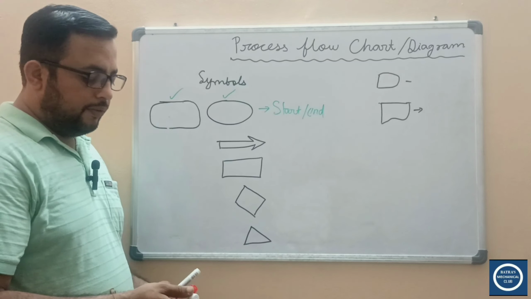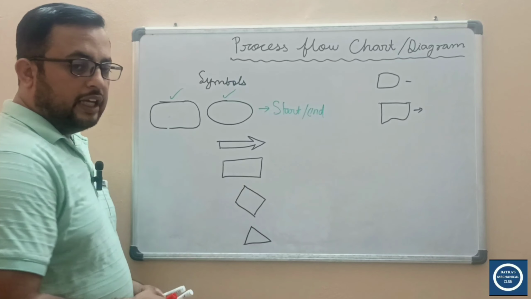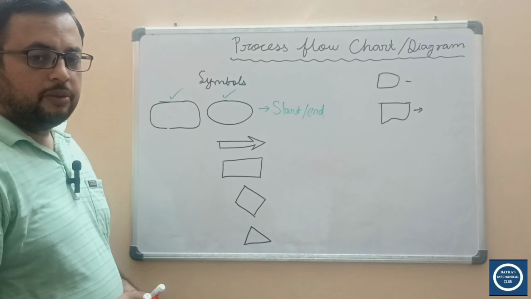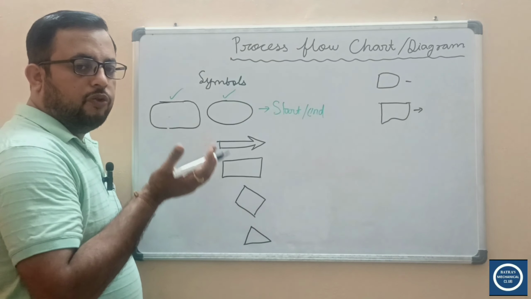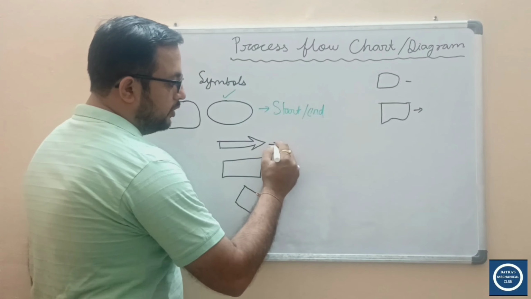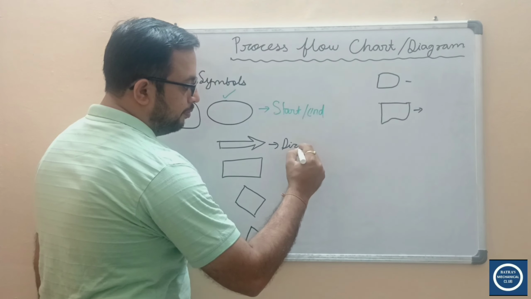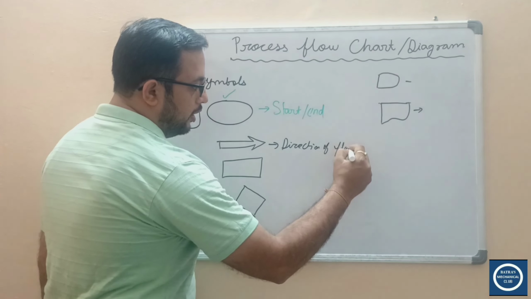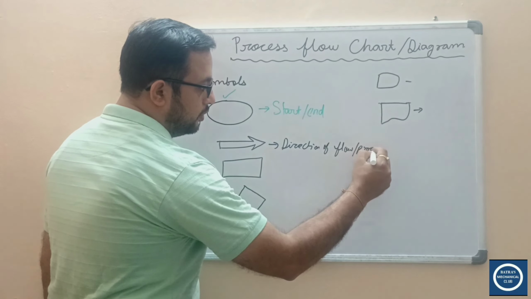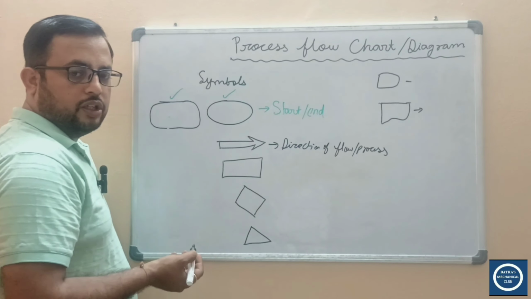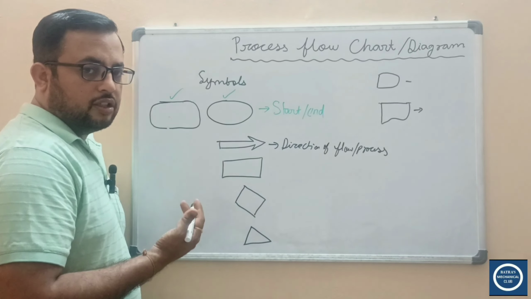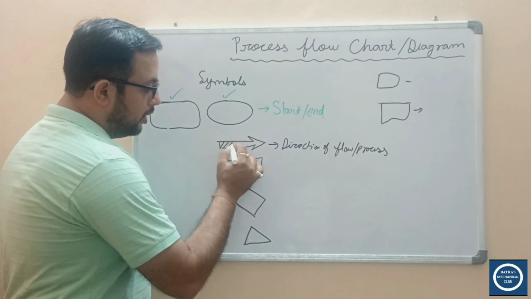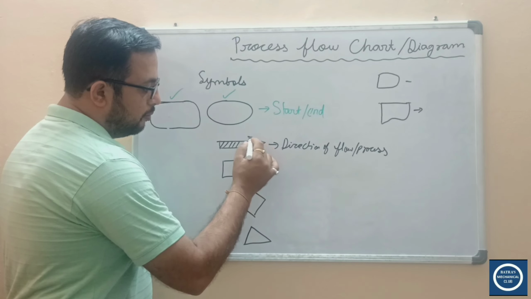After that we have this direction symbol. What does this direction symbol symbolize? It symbolizes the direction of flow of the process, in which direction our process flow is going on, from one step to another. We get this by the direction symbol.